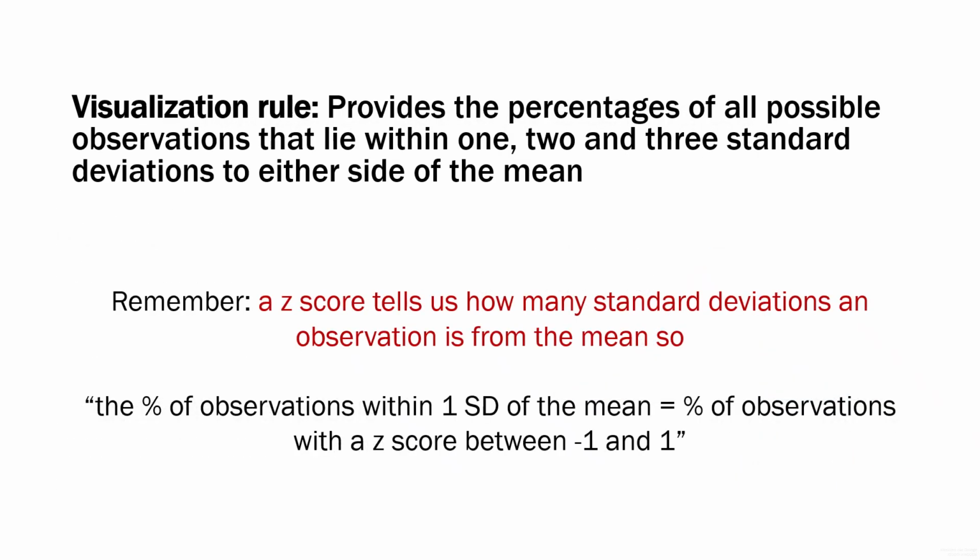And this leads us to visualizing a normal distribution. As long as we have a distribution that has a roughly bell shape, then it will provide the percentages of all possible observations that lie within 1, 2, and 3 standard deviations of either side of the mean. Remember, a z-score tells us how many standard deviations an observation is from the mean. So the percentage of observations within one standard deviation of the mean is equal to the percentage of observations with a z-score between -1 and 1.